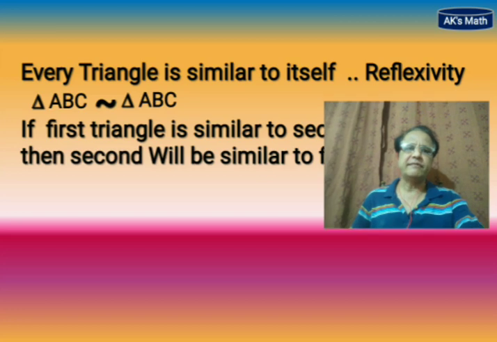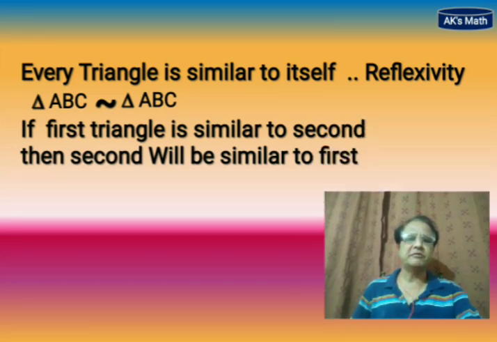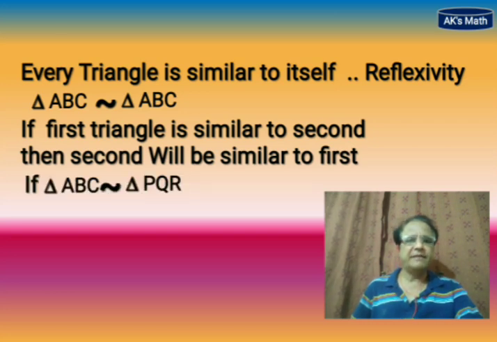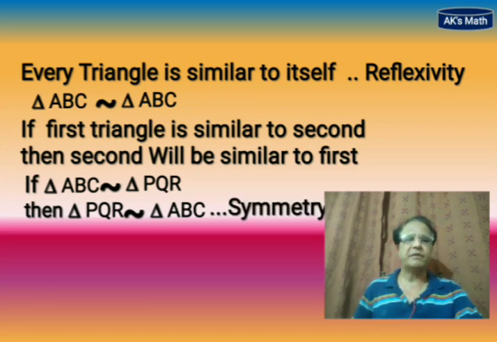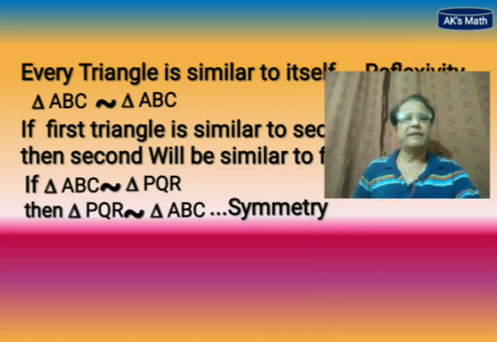Now what is the second one? If the first triangle is similar to the second, then the second will be similar to the first. So if triangle ABC is similar to triangle PQR, then triangle PQR is automatically similar to triangle ABC. This was the second property which we learned, which is called symmetry.